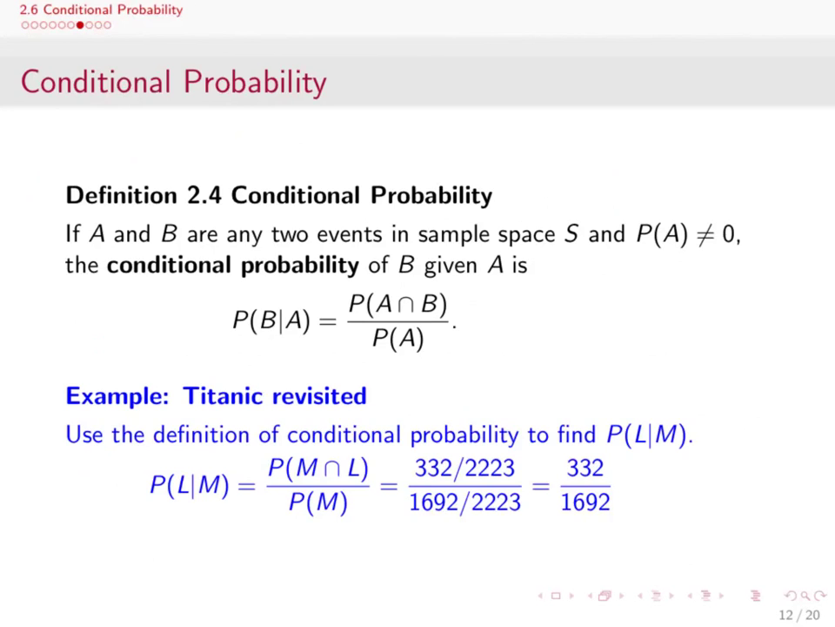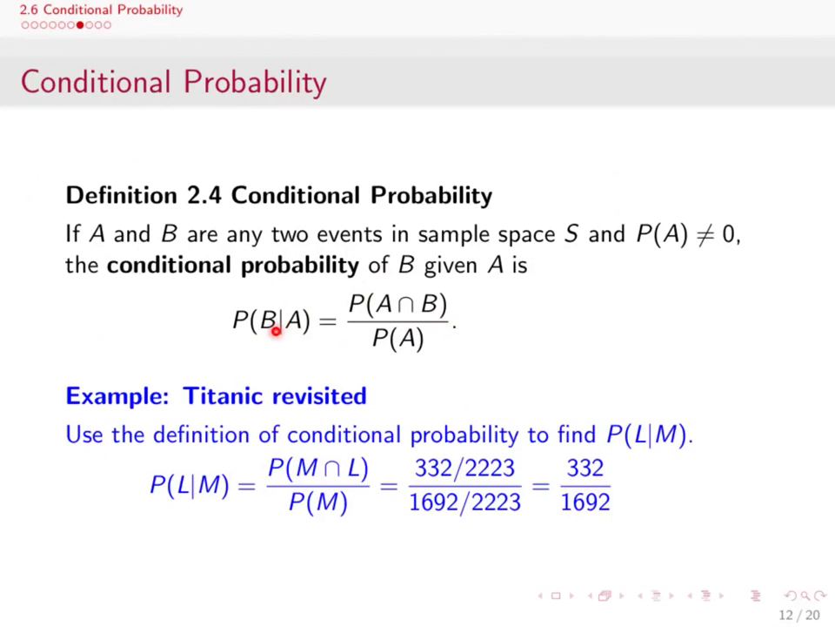So now we'll formalize that example into a definition for conditional probability. We'll say if A and B are any 2 events in a sample space S and the probability of A is non-zero, then we'll define the conditional probability of B given A to be as follows: the probability of A intersect B divided by the probability of A. And again, we're using this notation here, probability of B given A. Remember that vertical bar means given. So what we're saying is we're assuming A has occurred and we're looking for the probability that B occurs, knowing that A has already occurred.